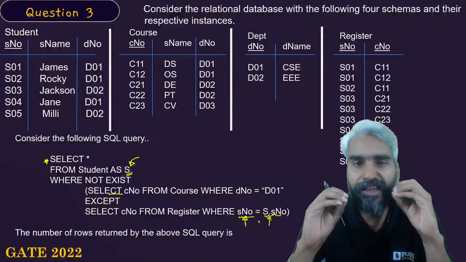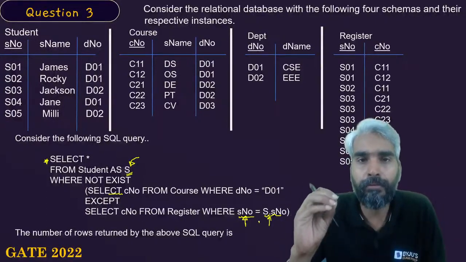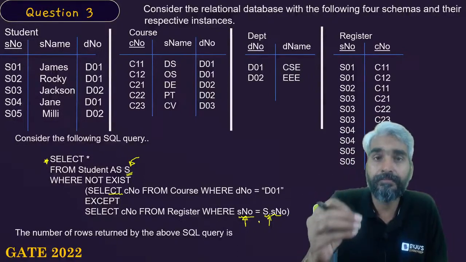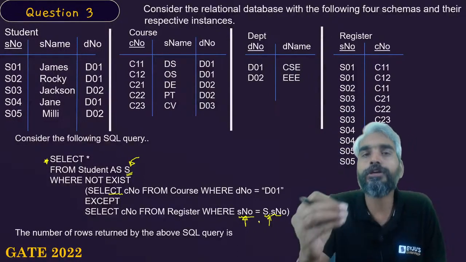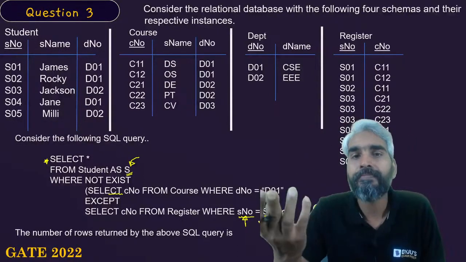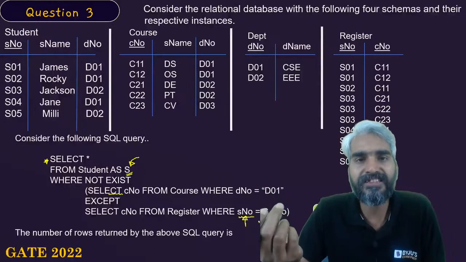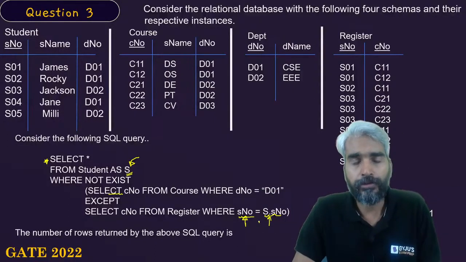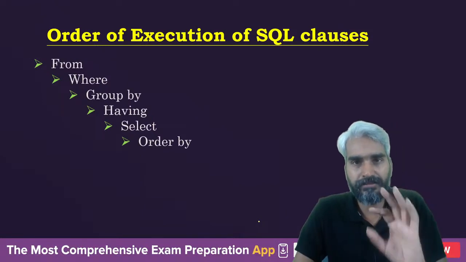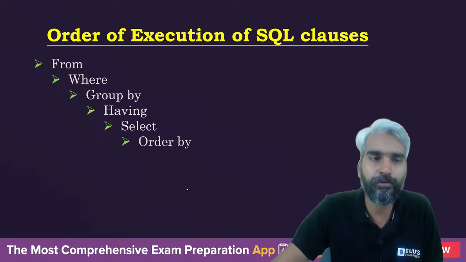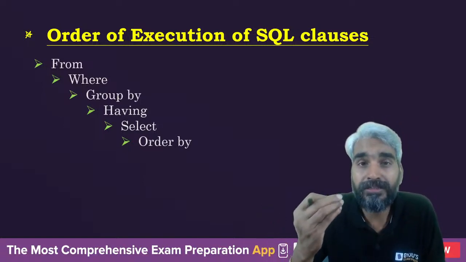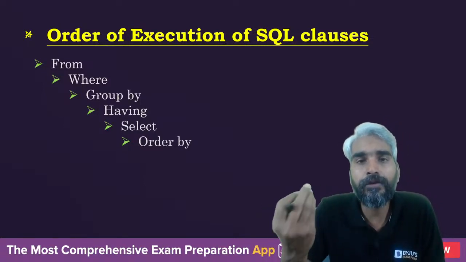And this is a very easy topic. The only problem is that people do not understand the order of execution of a correlated query, and they give the wrong answer for the questions. So let's try to understand first, which is most important with respect to SQL, in what order the different clauses of SQL are evaluated in general.